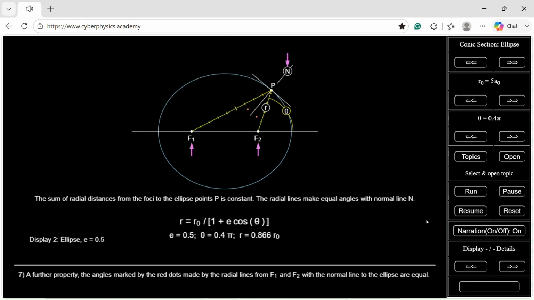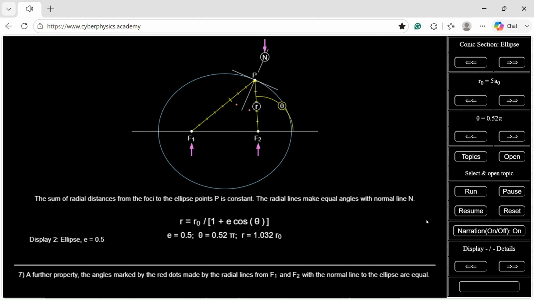A further property, the angles marked by the red dots made by the radial lines from F1 and F2 with the normal line to the ellipse are equal.